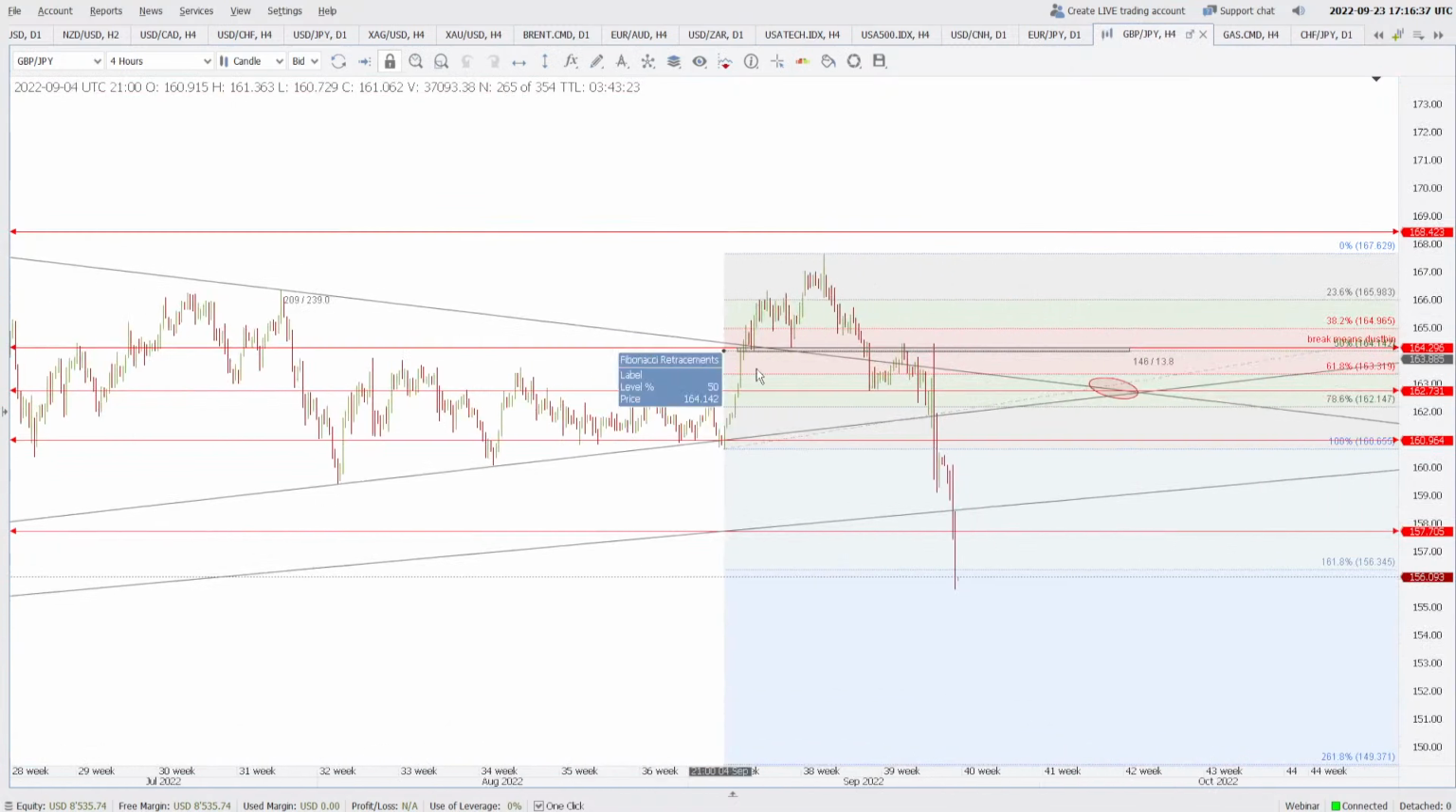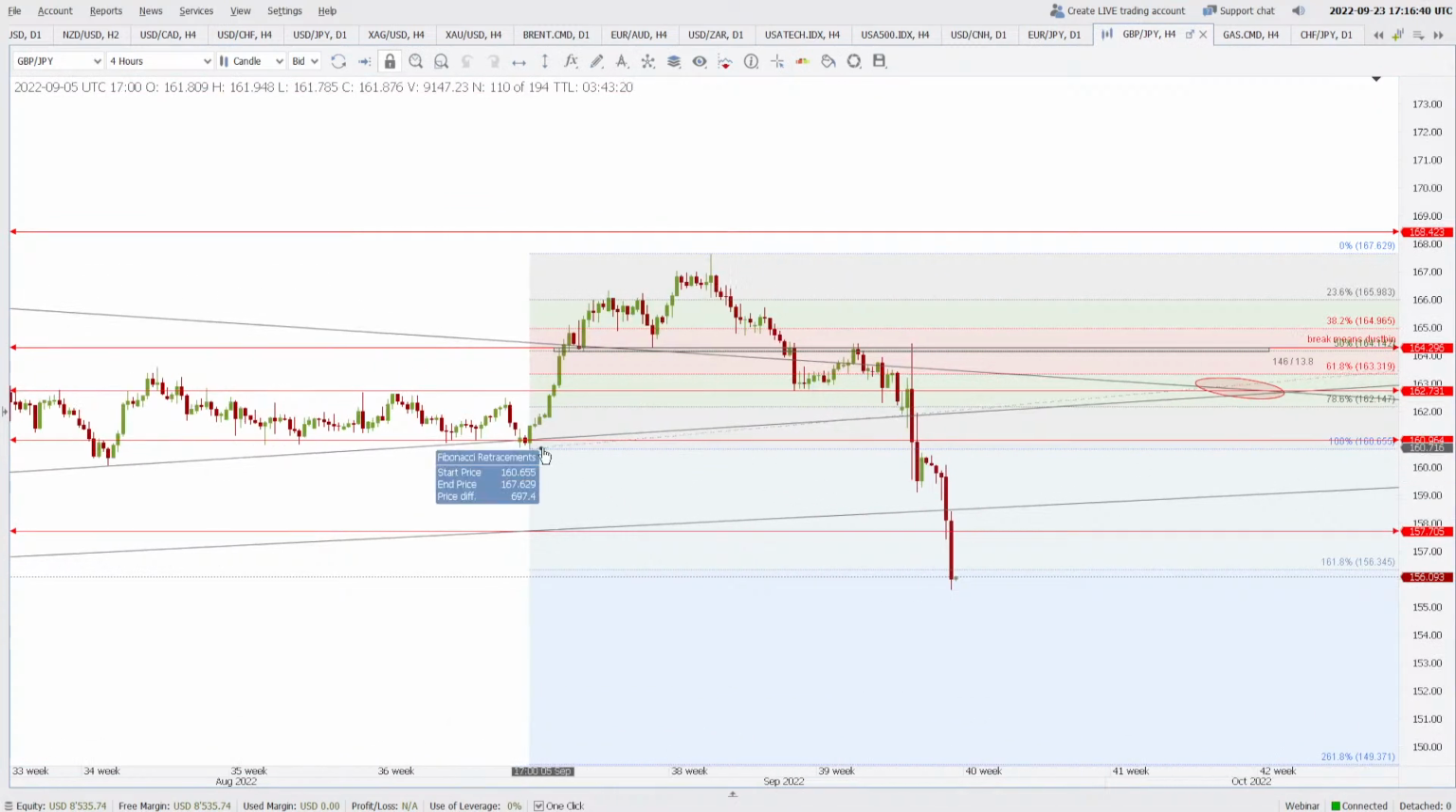GBP/JPY has acted like that. You remember there was a rise here and then eventually it broke and closed the 4-hourly candle below this 61.8%, and thereafter it went higher to just test this 50% as fresh resistance and came back down. Now 156.09 is where it is trading.